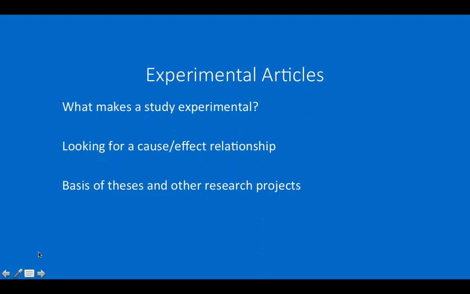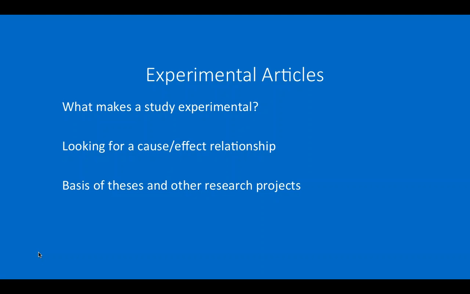So looking at experimental articles, I mentioned if you're going to be doing an applied research project or an applied project of some type, we're going to want to base what we do on the literature, and we're going to want to know about what research has been done in the areas where we're working so that we can identify what gaps exist and we can set our work up to fill those gaps.